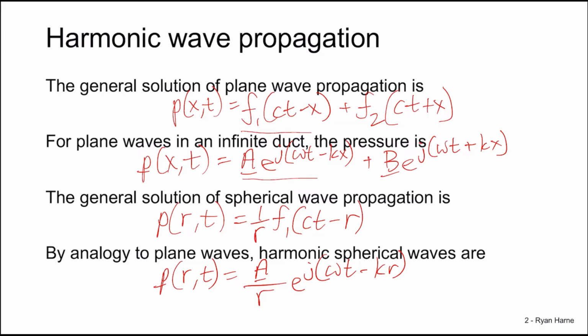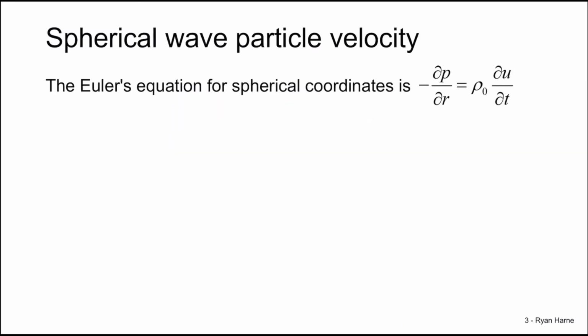One thing that's important to note here for harmonic spherical waves: the amplitude A has units of pascal meters, so that our acoustic pressure has units of pascals once we divide through by the r in the denominator. So let's examine this further in terms of spherical wave particle velocity.